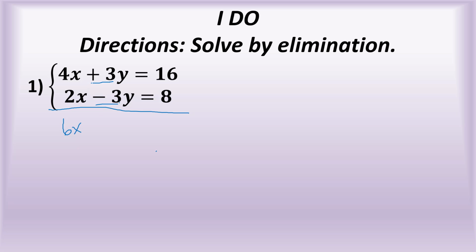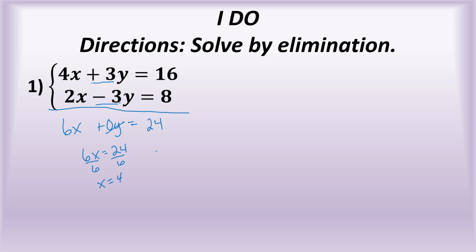3y plus negative 3y is 0y. 8 and 16 is 24. Now, please do not get confused and think that this is just y all by itself. 0 times y is 0. That's gone. So 6x is equal to 24. We can divide both sides by 6. X is equal to 4.